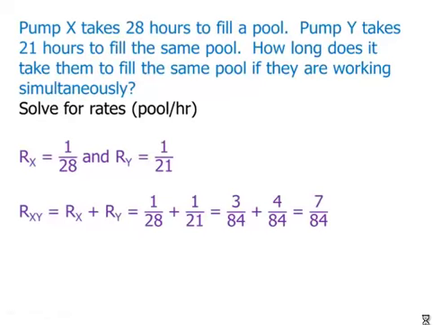When we add in the numerator, we get 7 over 84. That cancels down to 1 over 12, so that is the combined rate. So that means that working together, they do one pool in 12 hours. So it takes them 12 hours together to fill the pool.